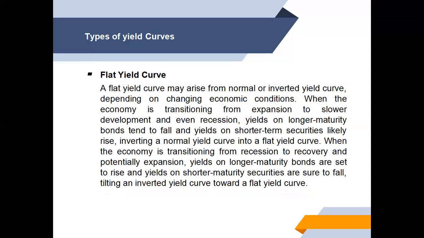Last but not the least is the flat yield curve, and it might not be exactly flat, and it may fluctuate, but only a little bit. A flat yield curve may arise from a normal or inverted yield curve depending on changing economic conditions. When the economy is transitioning from expansion to slower development and even recession, yields on longer maturity bonds tend to fall, and yields on short-term securities likely rise, inverting a normal yield curve into a flat yield curve.